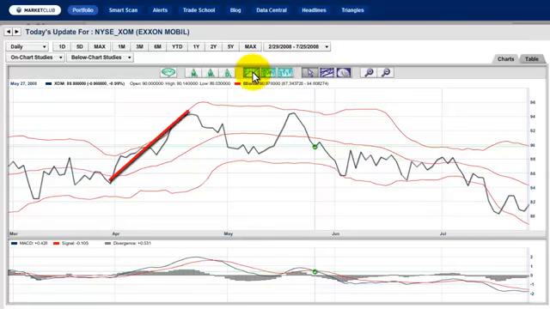So simply put, M tops are very important and W bottoms are very important. I think these are the 2 most important features of the Bollinger Bands indicator.